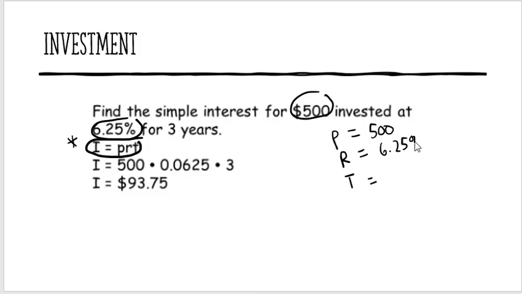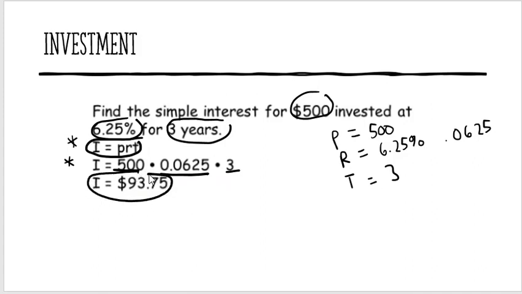And then remember, when we plug this into the formula, we need to change this percent into a decimal. So I'm going to take 6.25, divide by 100, and that's going to give me 0.0625. And then the time is 3 years. Okay? In order to find the interest, we take the principal of 500, multiply it by the rate, and then multiply it by the time, and we get $93.75.